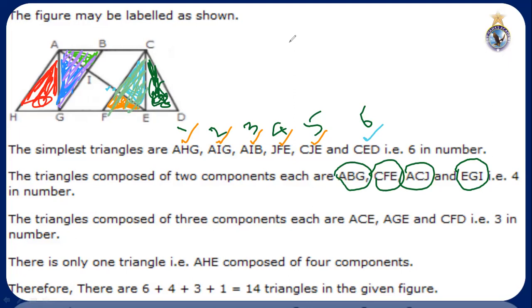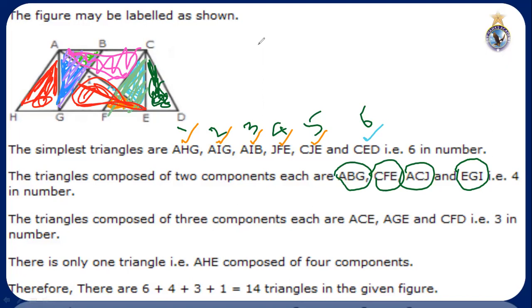Then next is ACJ. Where is ACJ? Can you see ACJ? ACJ. A, C, and J. This one. This is the J point. Okay. Then EGI. So where is EGI? E, G, and I. This is at the bottom. So we can say this is EGI.